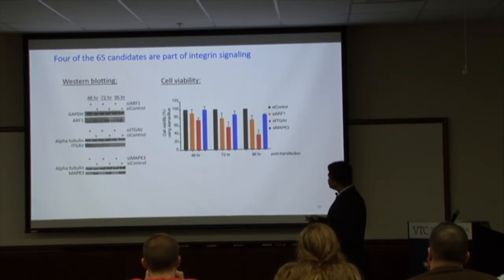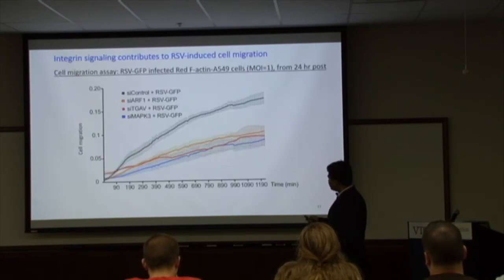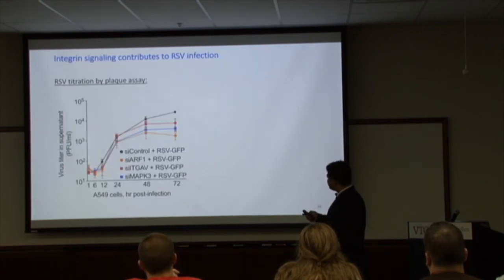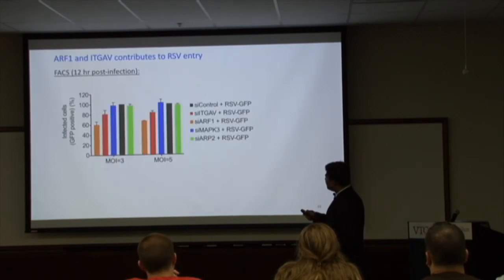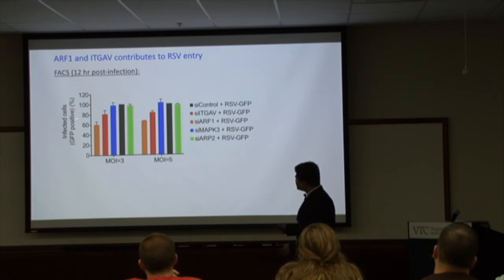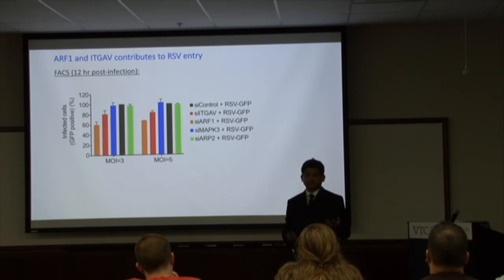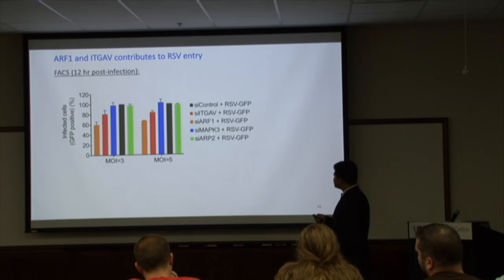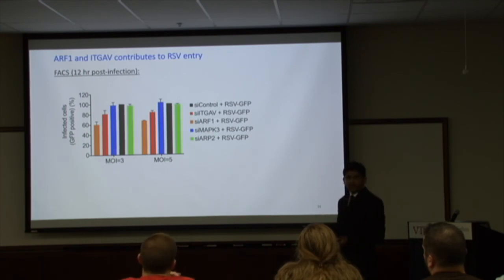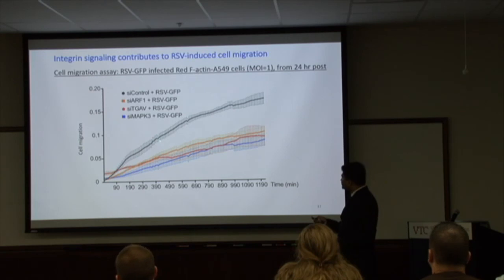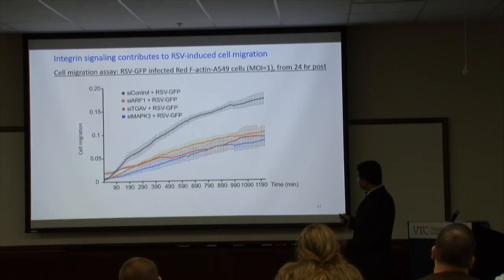As you can see, that is a later time point, but when we checked the early time point, the entry process, you can see that ADP ribosylation factor 1 and integrin alpha 5 have an impact on the RSV entry process, but neither ARP2 nor MAP kinase is involved in the entry process. To answer that question, MAP kinase is still not involved in the entry process, like ARP2. But we found that MAP kinase is also involved in the RSV-driven migration process.